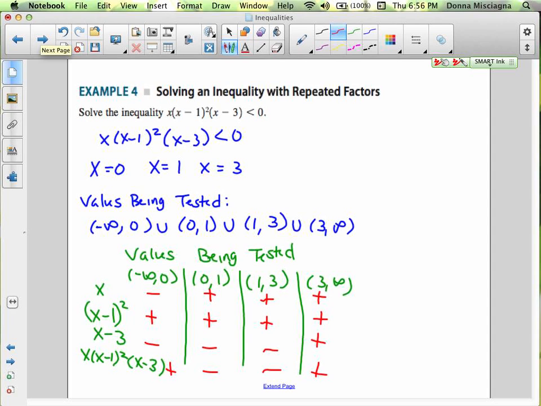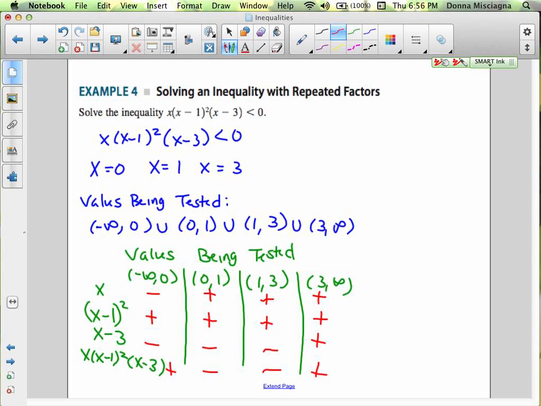We want it to be less than 0, negative. So we're negative on the interval 0 to 1 and 1 to 3. If instead of saying less than, this said greater than, then our answers would be negative infinity to 0 and 3 to infinity. Because it says less than, it's going to be between 0 and 1 and 1 and 3.